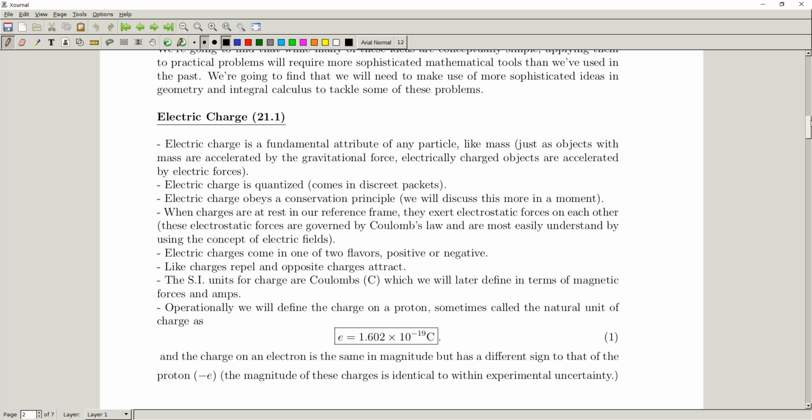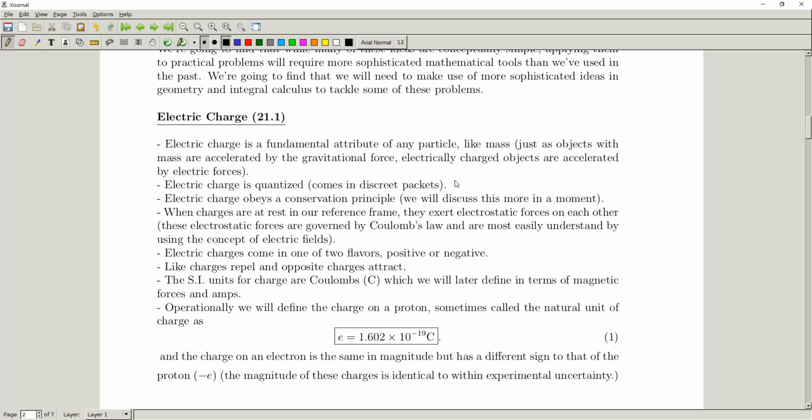Okay. And operationally, when we're doing these calculations, we're going to see that the smallest unit of charge, sometimes called the natural unit of charge, is this e that we have down here. This is the charge on a single proton. And the charge on a single proton is 1.602 times 10 to the minus 19 coulombs. And this is the smallest unit of charge that we are free to work with, right?